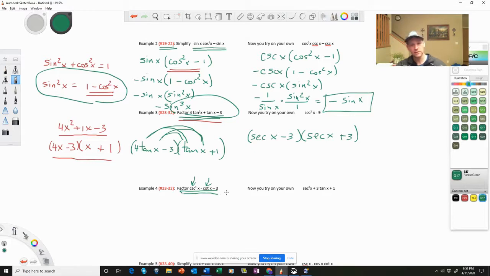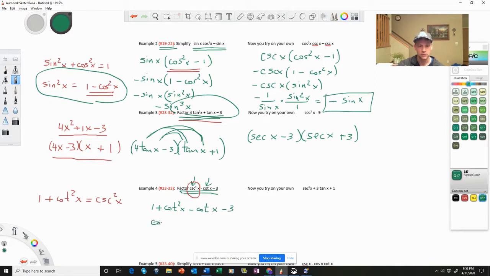So let's go to our identities and see if there is an identity that will allow us to get rid of either the cotangent or the cosecant. So let's look. Oh, what do you know? Look at that. Over here in one of the Pythagorean identities, I have 1 plus the cotangent squared of x equals the cosecant squared of x. Which tells me I can replace this with 1 plus the cotangent squared of x. Then I'm going to tack the rest on right now.